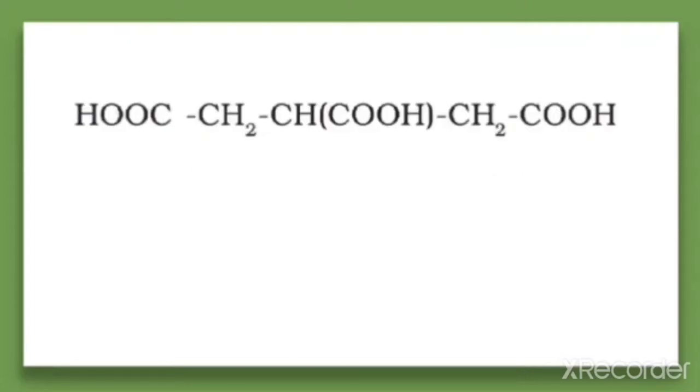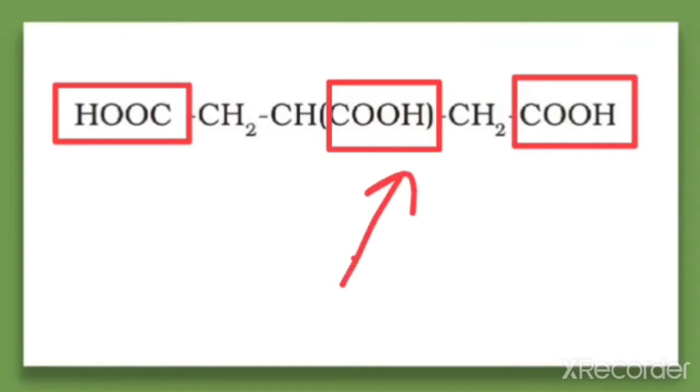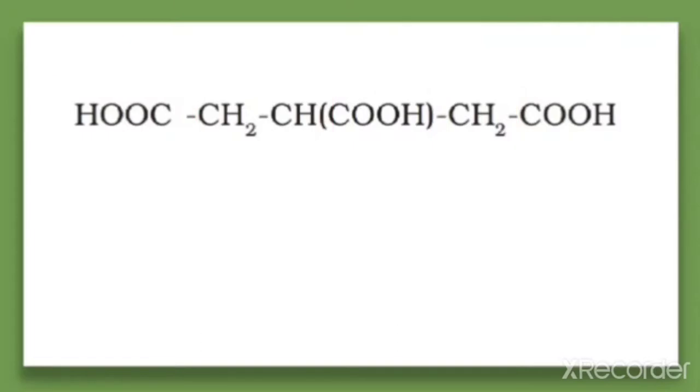Let us take one more example. In this example we can see that there are 3 acidic groups. So in such a case, how do we name this one? Because the middle acidic group, that is this one, is actually the branched one. So when we rewrite this one, you can write this acidic group here.